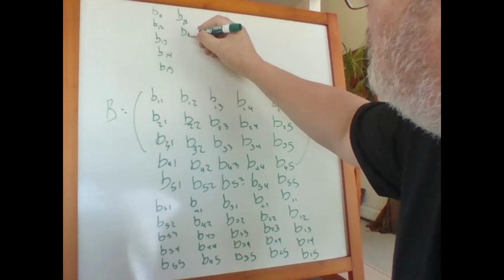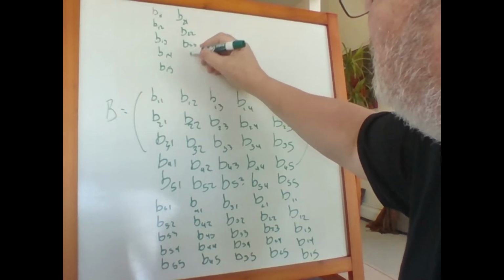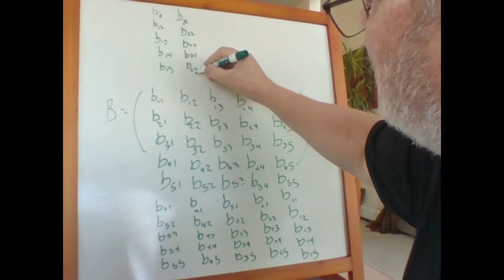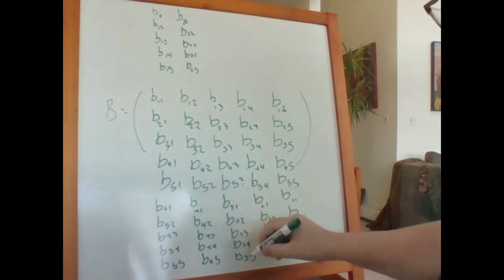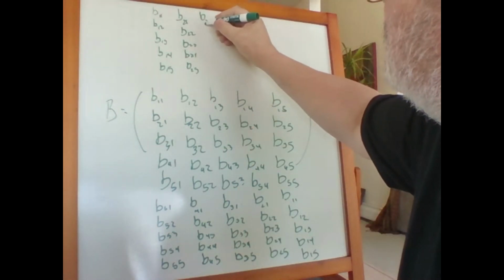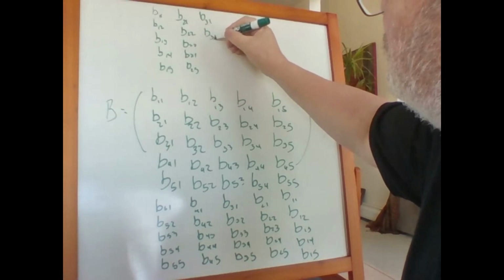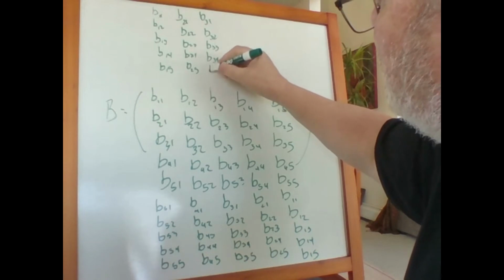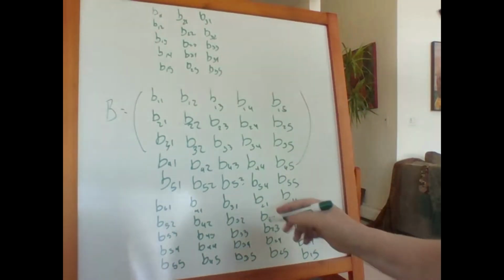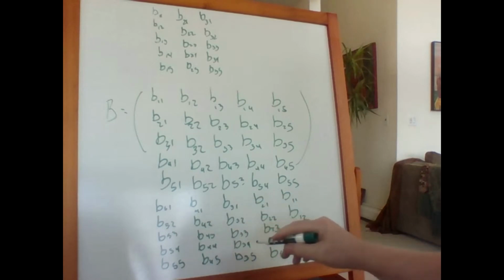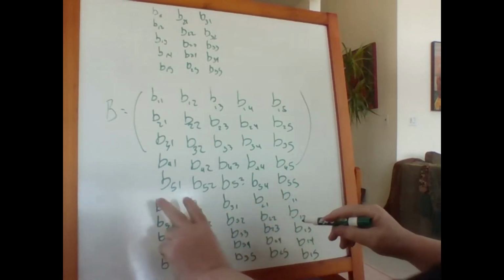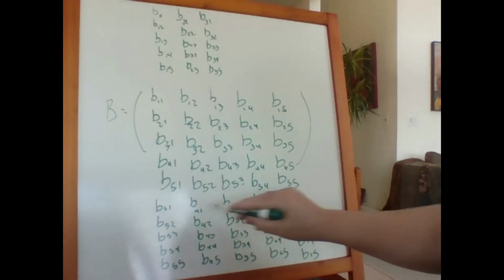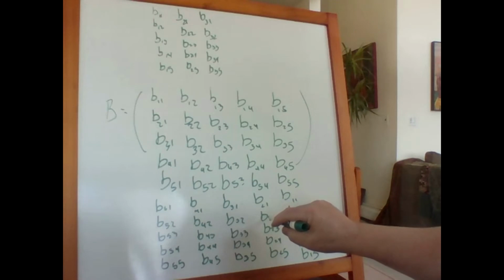B21, B22, B23, B24, B25. The middle one stays the same, B31, B32, B33, B34, B35. You see, it just stays in relative position. Only these columns change. And this one, because it's an odd number. Now, this column goes over to that position.